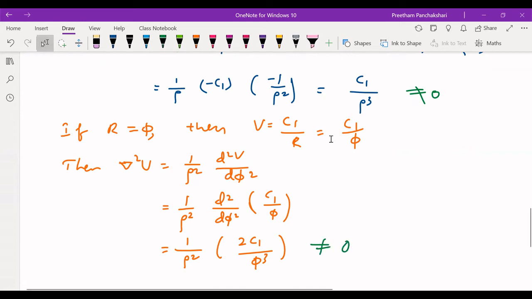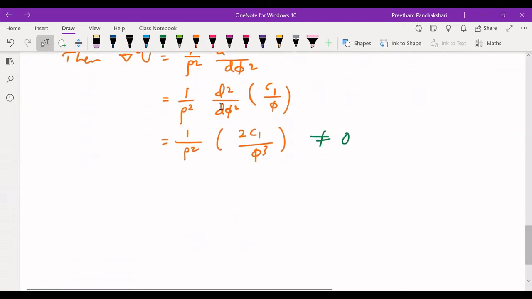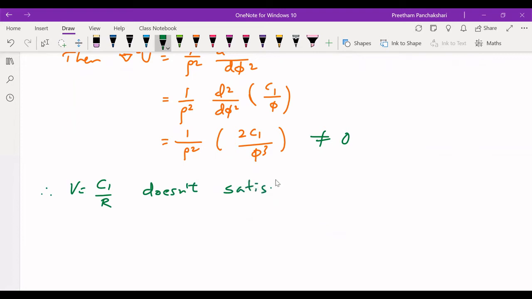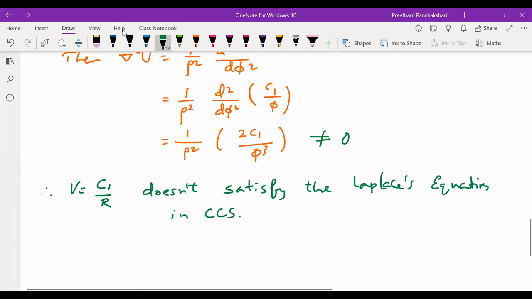So let us conclude now. Therefore, V equal to C1 by R doesn't satisfy the Laplace equation in the cylindrical coordinate system. Now we are going for the third coordinate system, the spherical coordinate system.